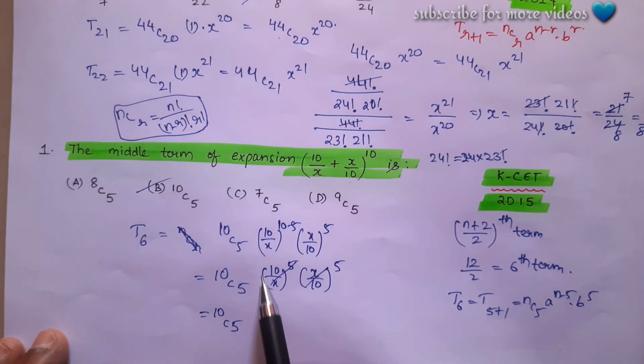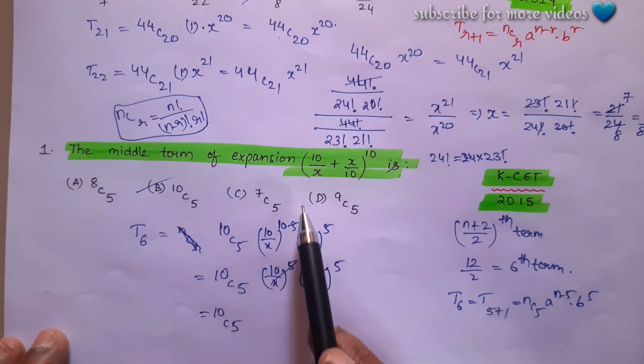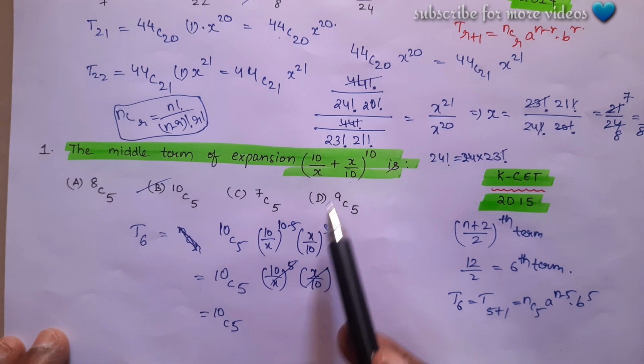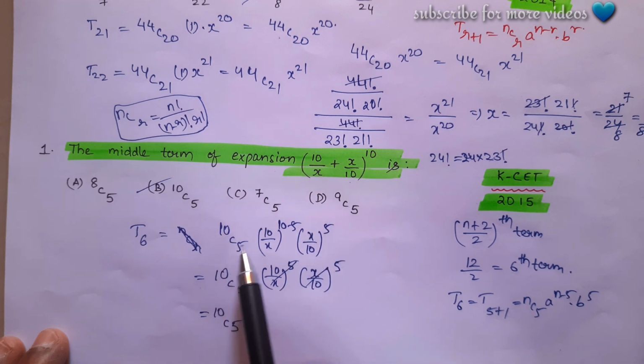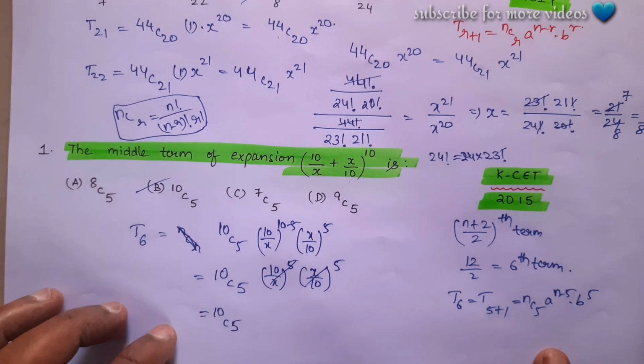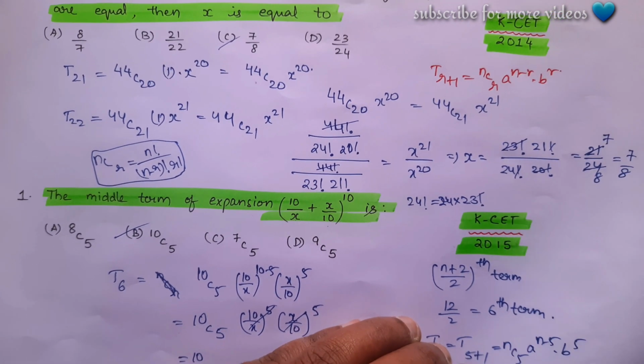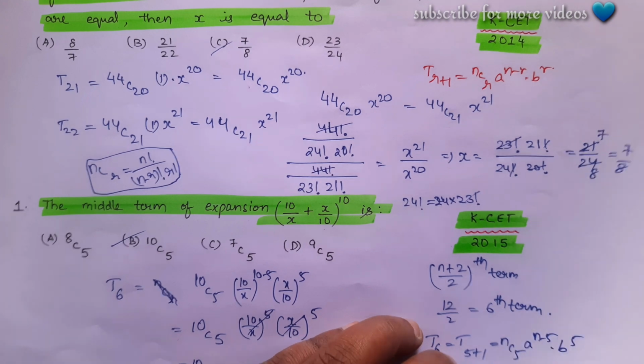So instead of solving this also we can directly tell. Why? Because 10 by x and x by 10 are reciprocals. If 10 minus 5 is 5, this is also 5, so both will be cancelled. So this is about 2015. Next we will go for the 2016 question.